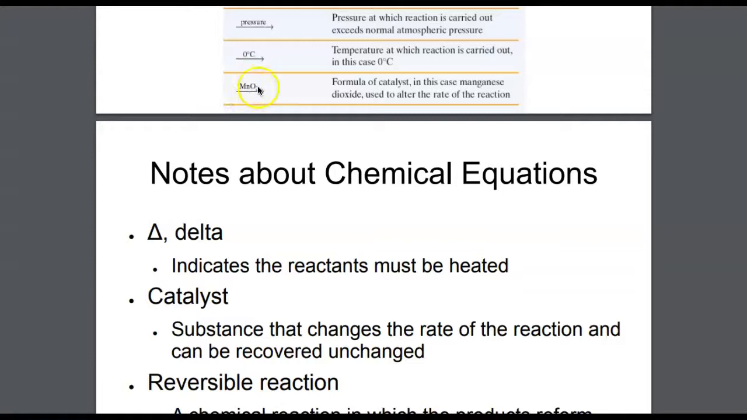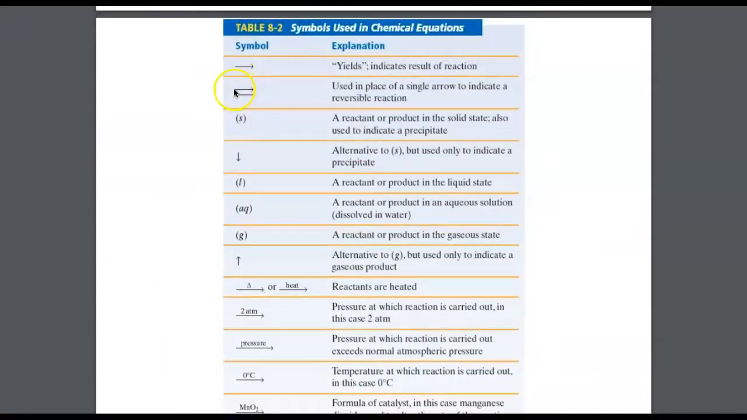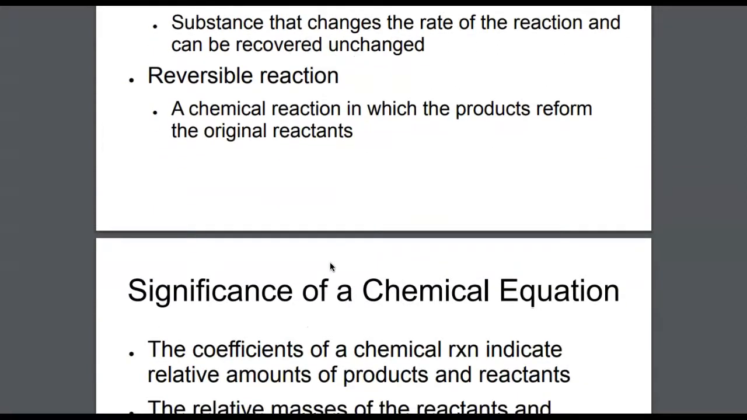It just exists as a catalyst there. And then the double-sided arrow right here, this is known as a reversible reaction. So a reversible reaction, once the reactants undergo a chemical change and form a product, they then can become reactants to go back to the original reactants. So it kind of goes both ways for reversible reactions.